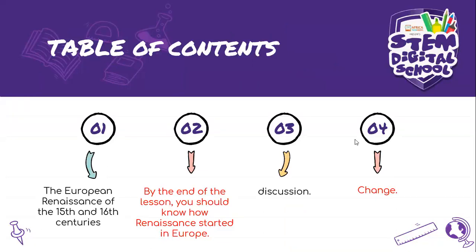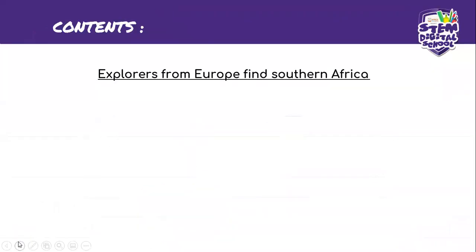So four things to know about this lesson is that we are going to be looking at the European Renaissance of the 15th and the 16th century. By the end of the lesson, you should know how the Renaissance, which means change, started in Europe. It's a discussion lesson, so we must all participate.